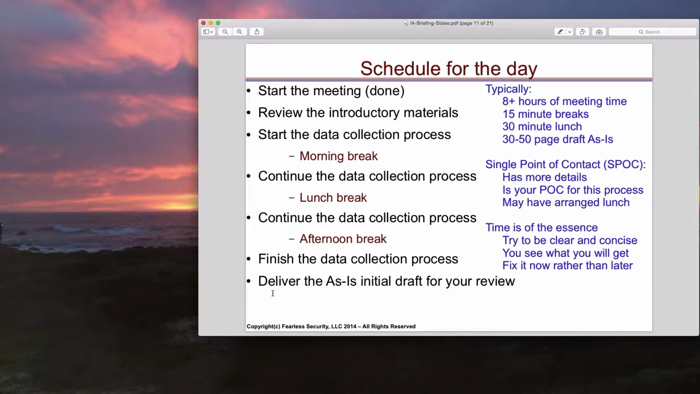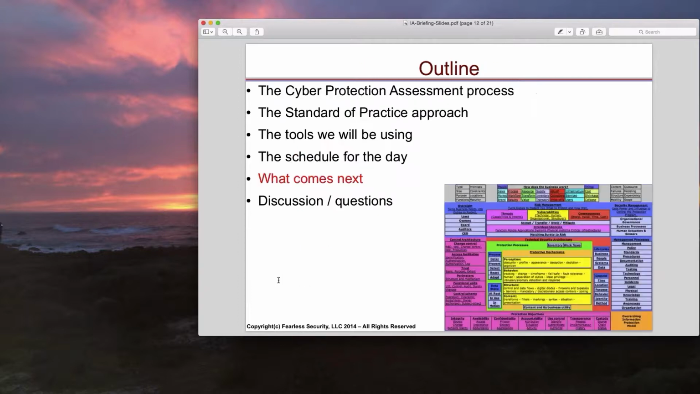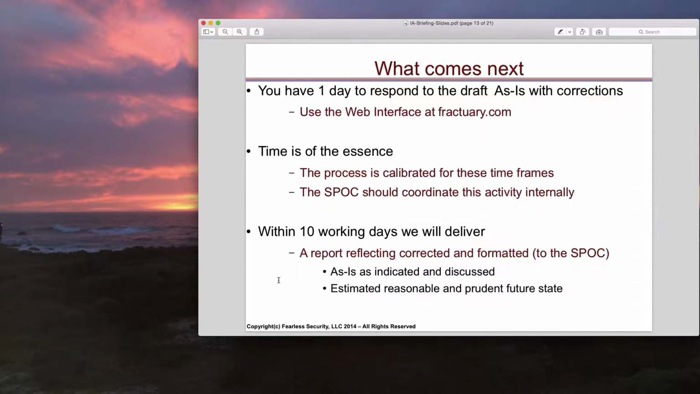The day has a schedule with a series of breaks and review of the introductory material, and at the end of the day, we deliver the as-is initial draft for your review. So there's no delay. The meeting comes to an end, and before we hang up the phone, we deliver the as-is report to you, so you can review that. Typically, you get about a day to review it, but there are almost never any changes. And the changes we tend to get are, for example, the name of an internal system which was misspelled or something like that. Almost nothing of substance.